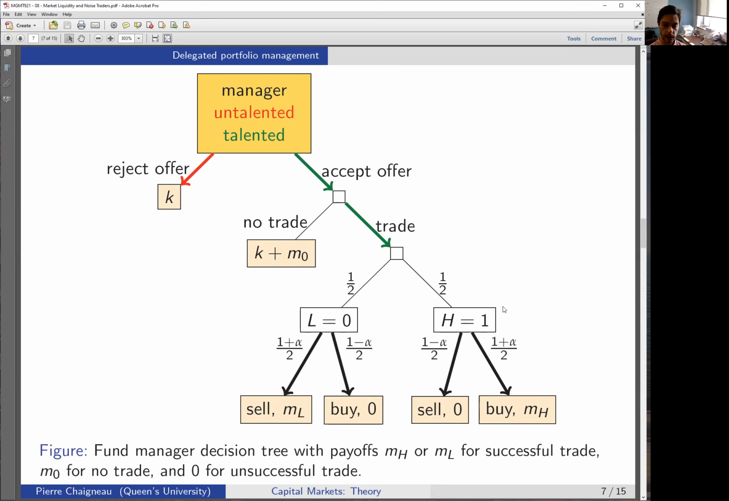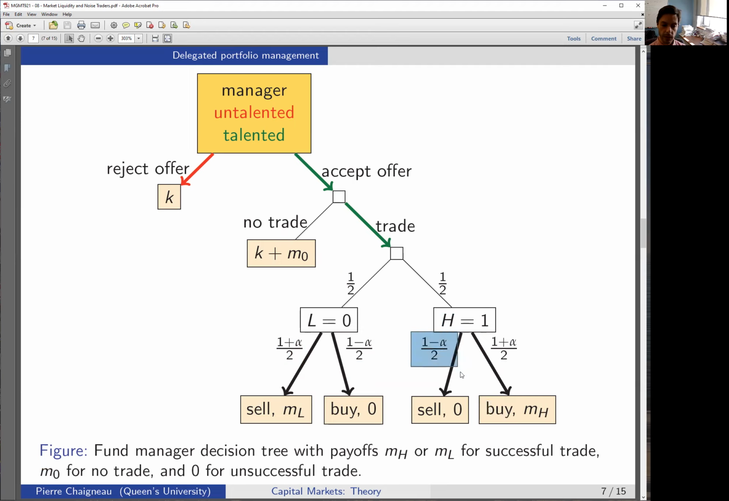Likewise, in the other case, when the payoff is high, he is going to be informed with probability α. And when he's not informed, with probability 1 − α, he is going to make the right trade with probability 1/2. Okay, so overall he is going to buy with probability α + (1 − α)/2, which is (1 + α)/2. Okay, so the right trade means buying, and it means getting the reward.